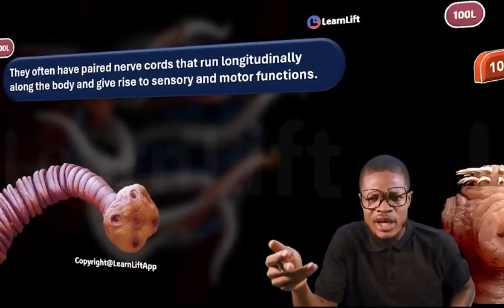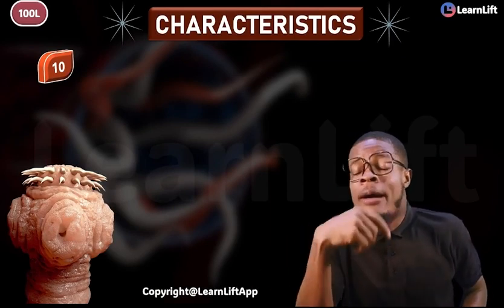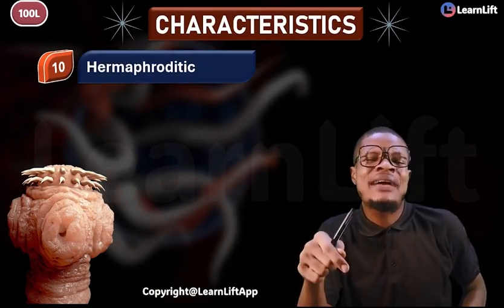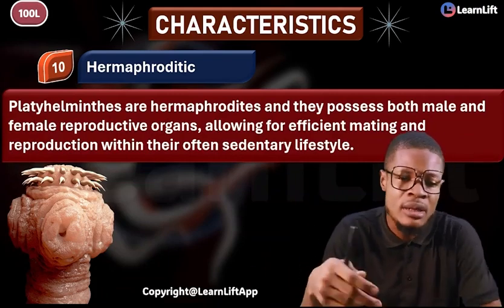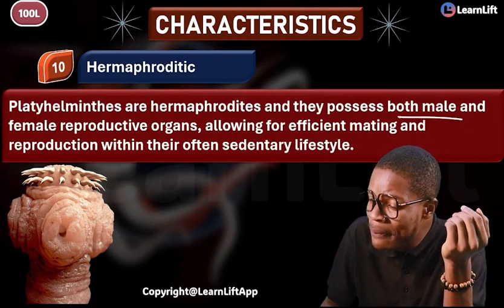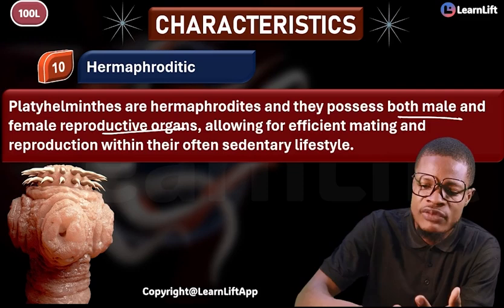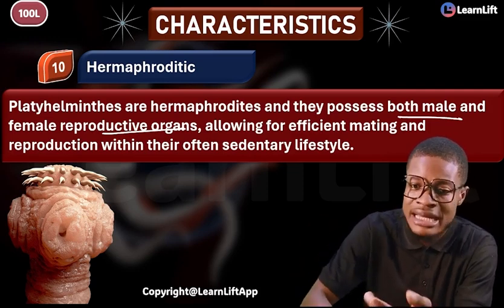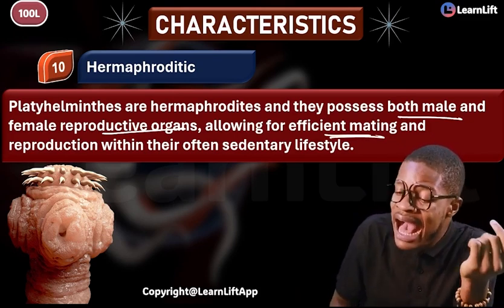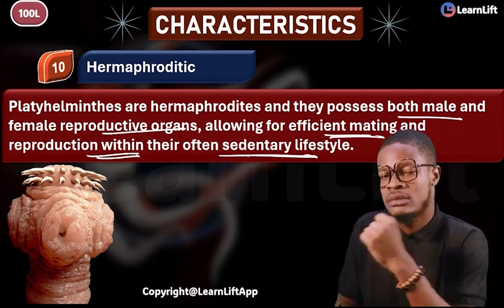And don't forget, very quickly, that number 10 character of your platyhelminthes is what we call hermaphroditic. So your platyhelminthes are hermaphrodites. By hermaphrodites, what do we mean? Since platyhelminthes are hermaphrodites, they possess both male and female reproductive organs. So one platyhelminthe has a male reproductive organ and also a female reproductive organ, and that allows them efficiency in mating and reproduction within their sedentary lifestyle.